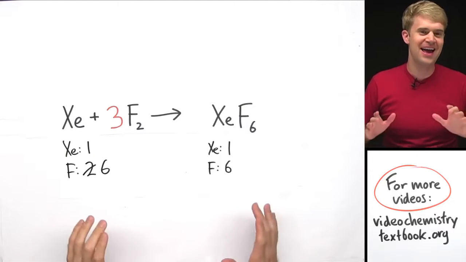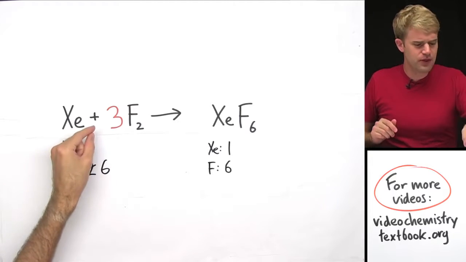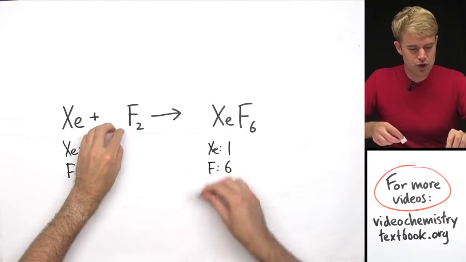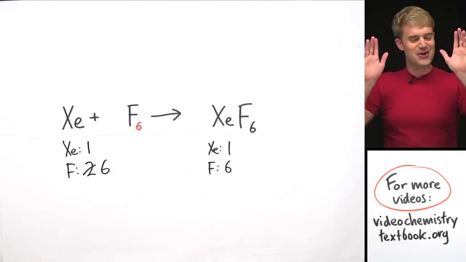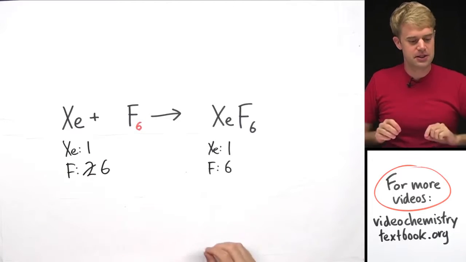Now really quick, this is one very common question. People often ask, wait, why did you put that 3 there? Couldn't you just change this 2 to a 6 and then it would also balance? No, no, no. You can't do that. It's a super common misconception.